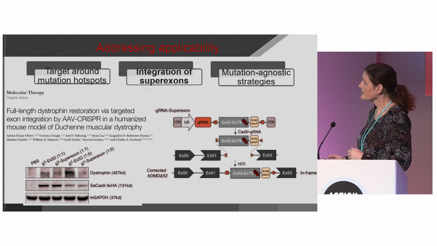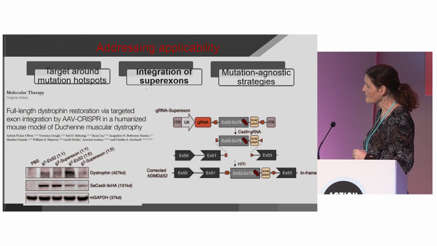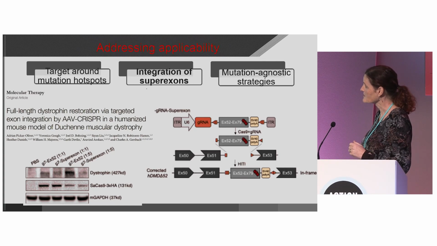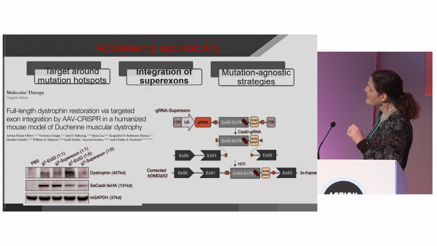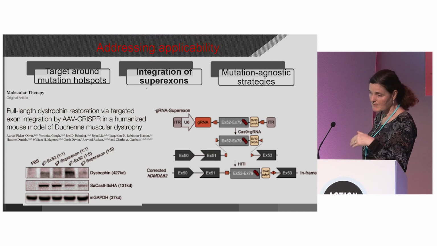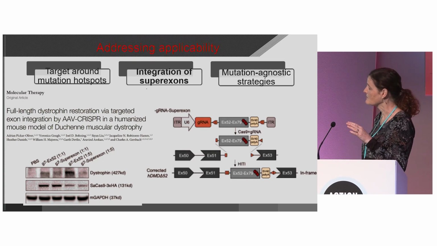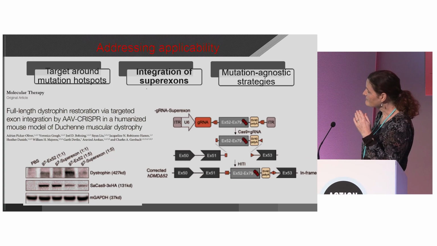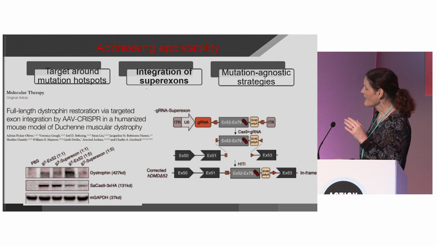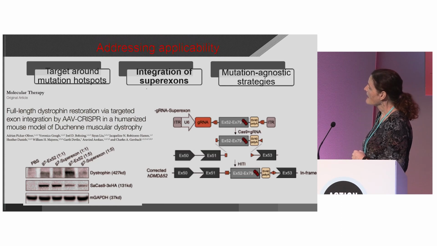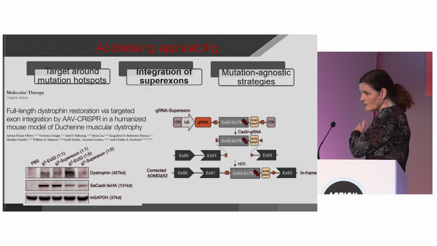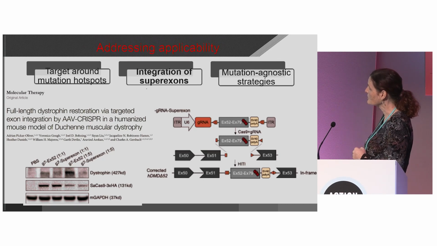For the superexons, this is work of Charles Gabash. He did the hotspot mutation work as well. Here we're relying on a repair mechanism that should be active in muscle. It's a process called HITI, which basically means we're supplying a repair template that carries exons from the mutation. So it's deletion of exon 52, and we're carrying exon 52 to 79, the full length of the gene from the mutation onwards.